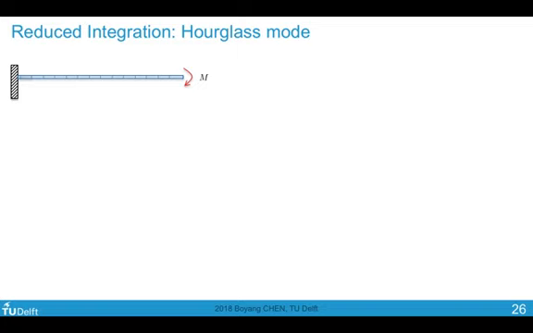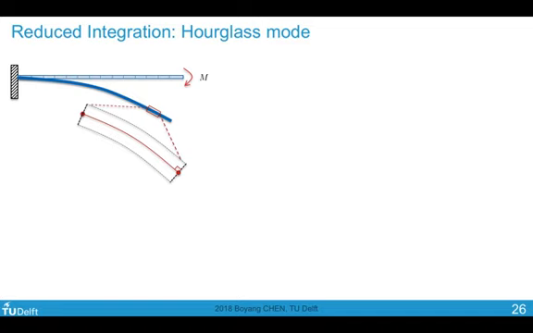Take, for example, this cantilever beam subject to end moment. It would deform into something like this. If I look closer at each segment of the beam, under the thin beam or Euler-Bernoulli beam theory, this midsection would look like this. Basically, what was normal to the midsection or neutral axis remains normal to the neutral axis after the deformation. This is the key assumption in Euler-Bernoulli beam theory, sometimes called the Kirchhoff-Love assumption.